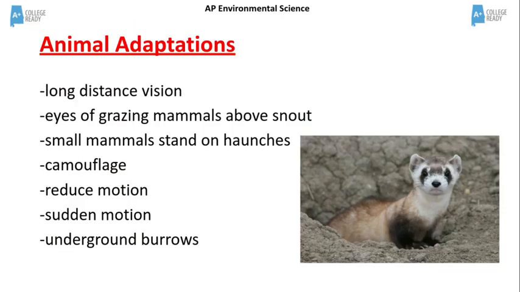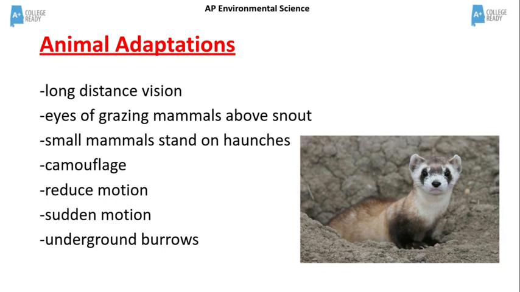There are several animal adaptations for life in the grassland. Many animals have long-distance vision since the areas are large and don't have trees obstructing views. The eyes of grazing mammals are above the snout so they can see over the tall grass. Small mammals like prairie dogs stand up on their haunches in order to see around themselves. Camouflage in terms of coat colors and patterns allow the animals to blend in.